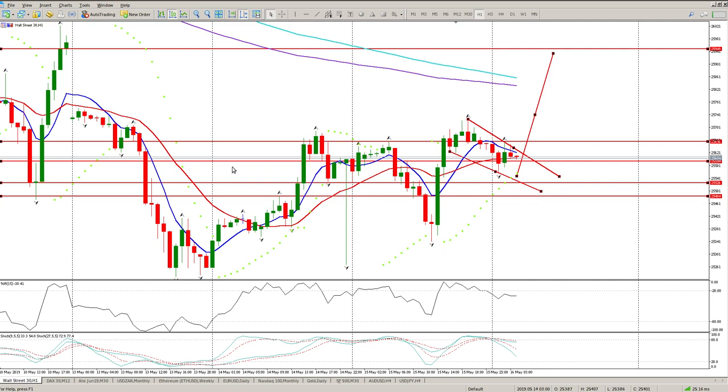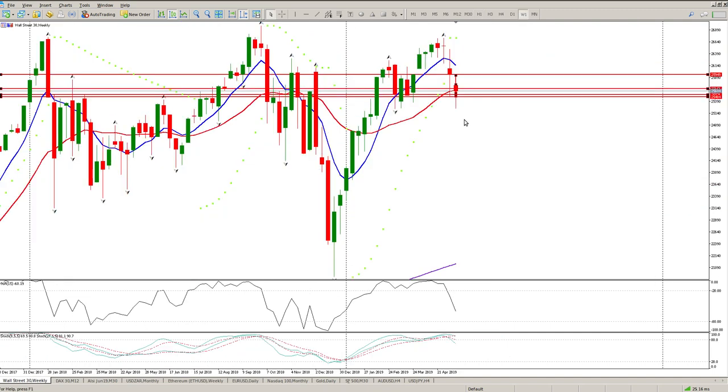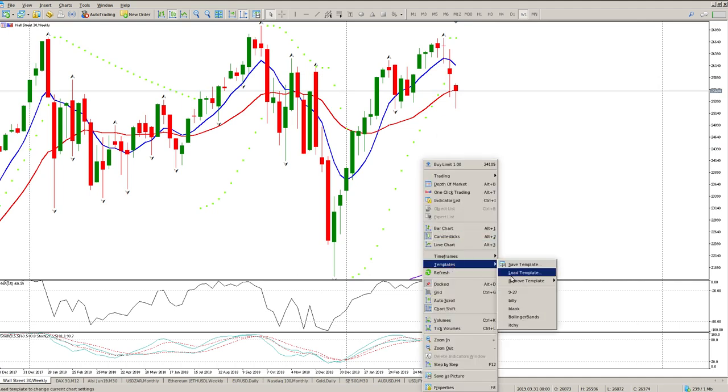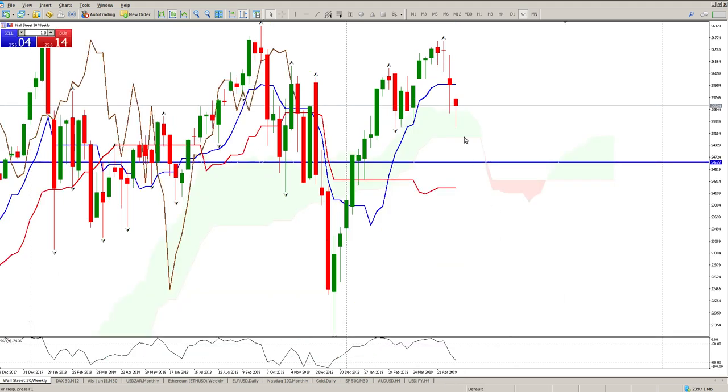So let's just delete that one for now. If we do break below this fractal, look out for a long entry around 25,526 and 25,484. But what I'm seeing at the moment, if you look at the weekly, we've got indecision. This trade war is not really affecting many traders anyway. Okay, so let's have a look at the weekly.